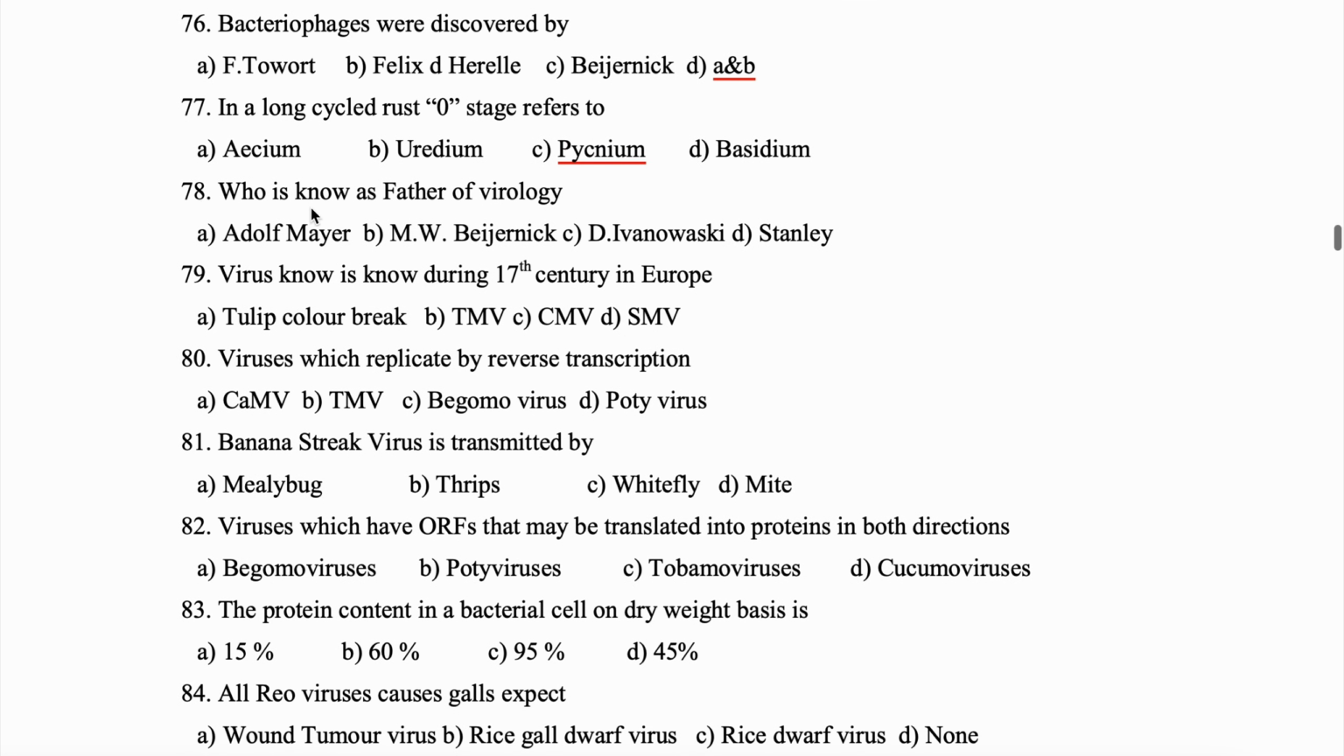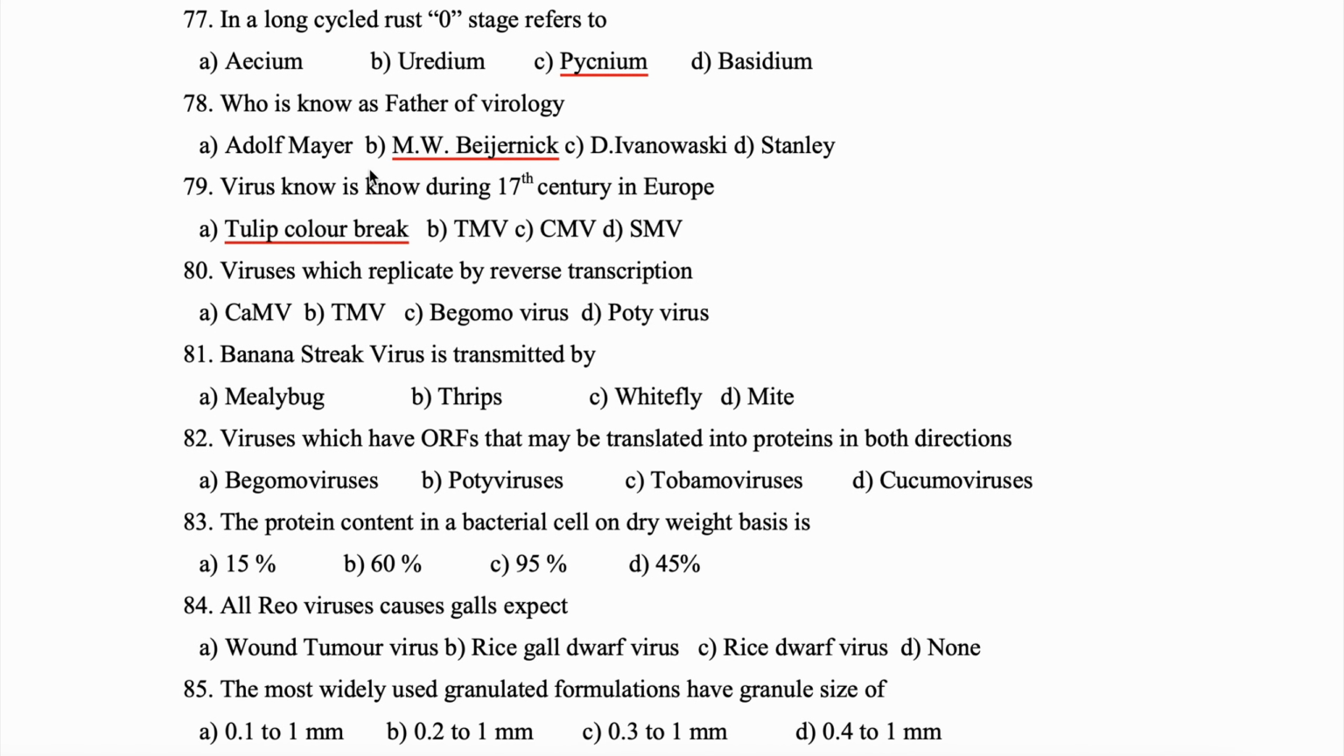Question 78. Who is known as father of virology? It is Beijerinck. 79. Virus was known during the 17th century in Europe. That was actually the first known virus, but at that time it was not named as virus. So that was tulip color breaking.